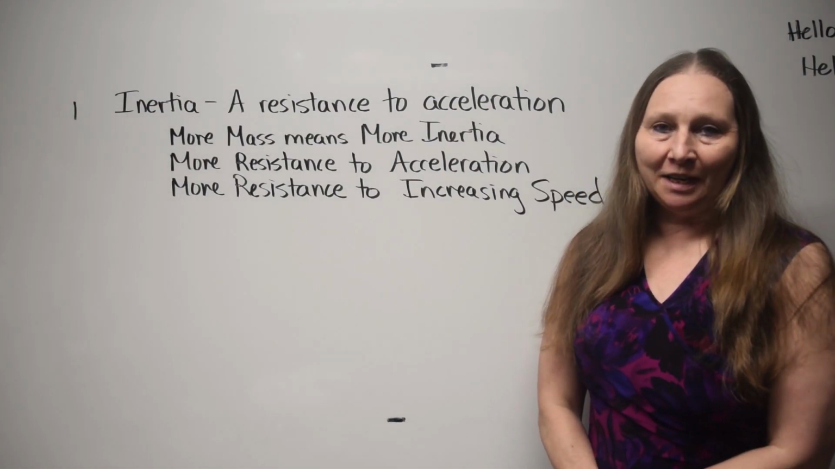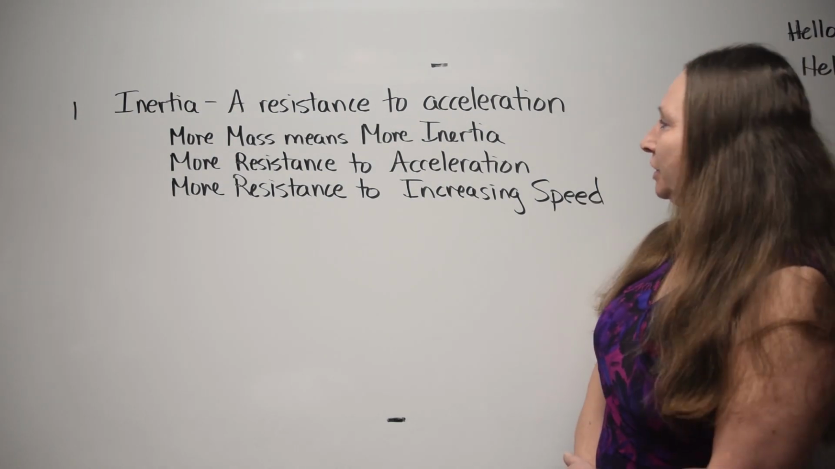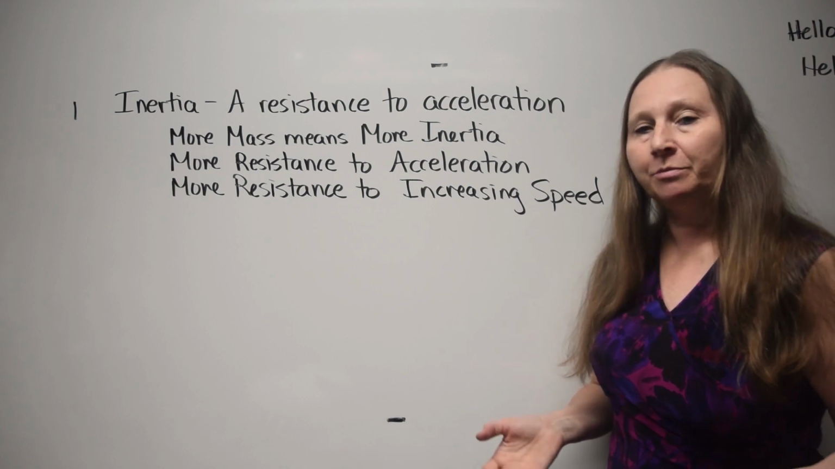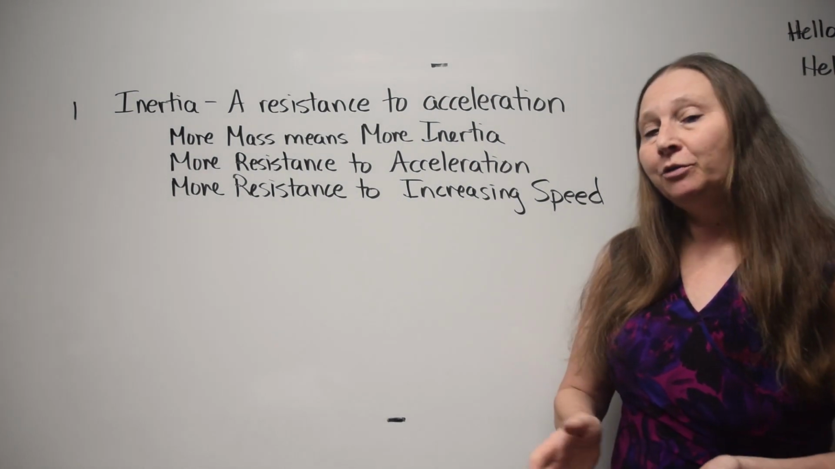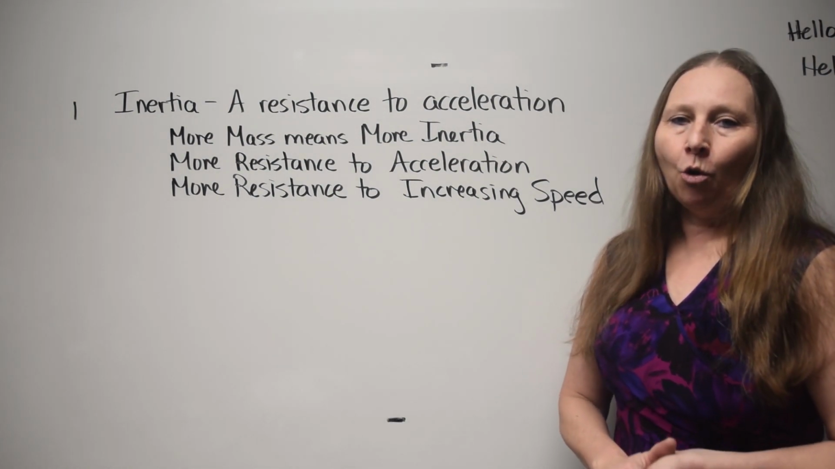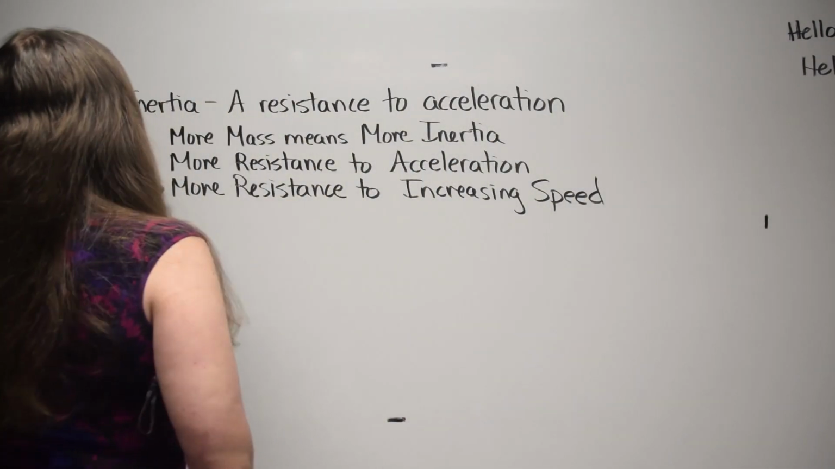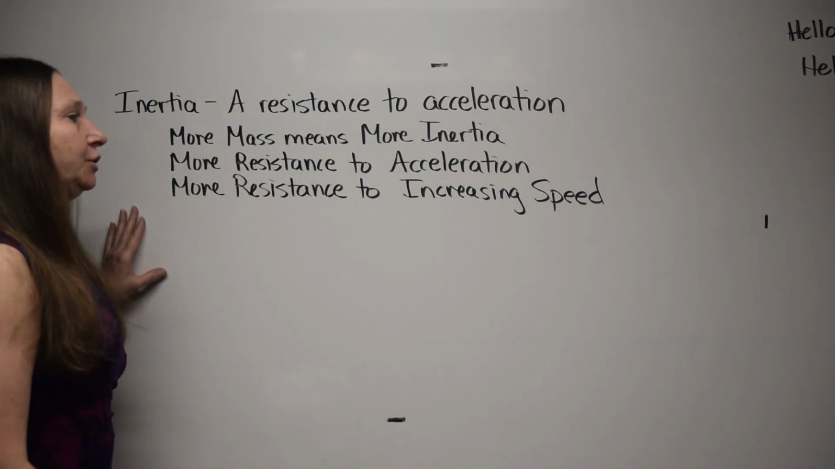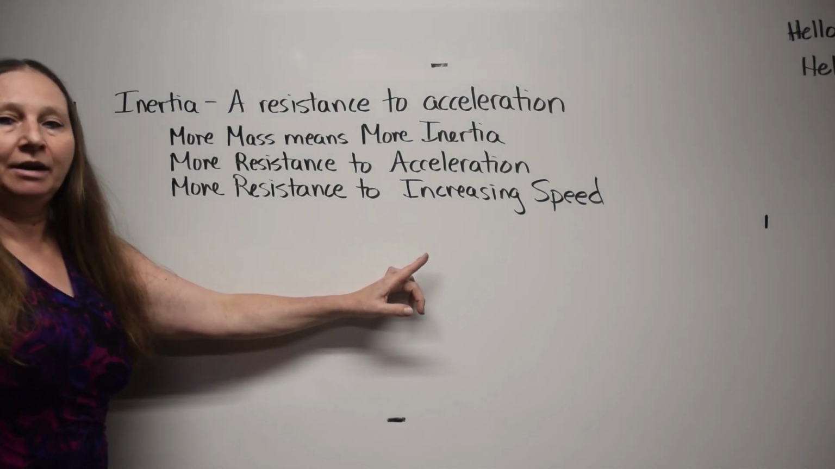So let's put this all together and make it really, really simple. Inertia is a resistance to changes in motion. Changes in motion would be acceleration. There are 3 ways to accelerate. You can increase your speed, decrease your speed, or change your direction. Let's look at all 3 possibilities. So we've learned that more mass means more inertia. That means more resistance to acceleration.